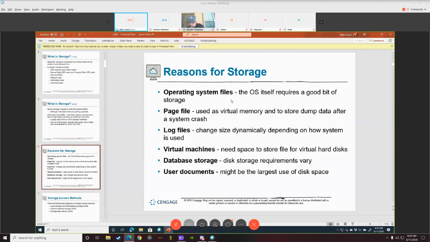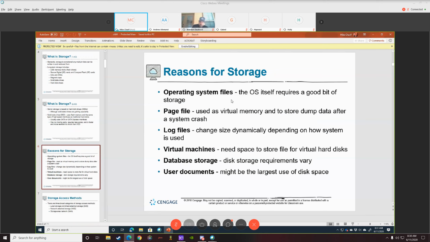Why? Because we're going to learn later on about the virtual environment. For labs like what we're doing now, it's okay. We can store the virtual machines on the local disk. But for the enterprise environment, we store the virtual machines on a SAN. What's a SAN? SAN is a storage area network. Okay.